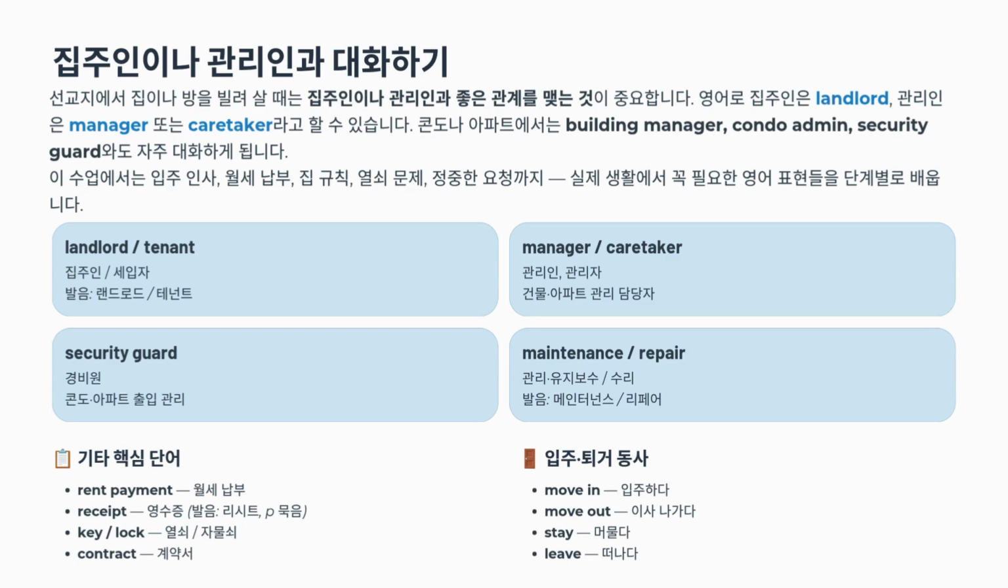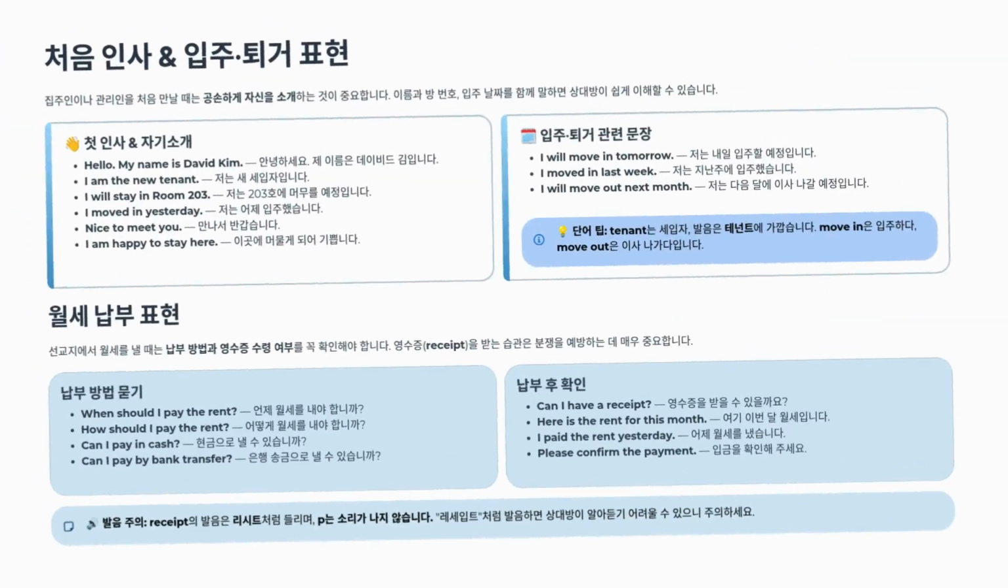Repeat. I am the new tenant. I live in room 203. Could you help me, please? Clear information and a calm attitude build good communication.